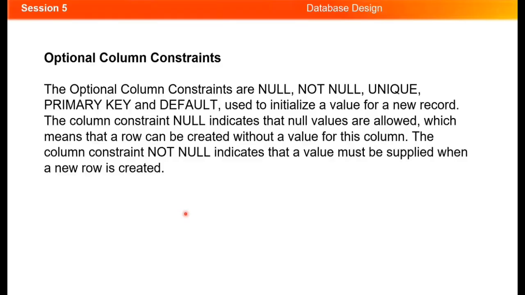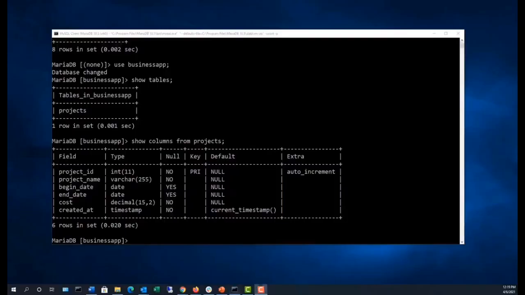So let's take a look at an example. Here we are again at our database command line. And this is just going to be one example. We can see here about the null values and some of the default values. You can see that we do not permit null values for the project ID or for the project name. We are permitting null values for the begin date and end date, and that makes sense because you can certainly create a project without knowing exactly the begin or the end date.